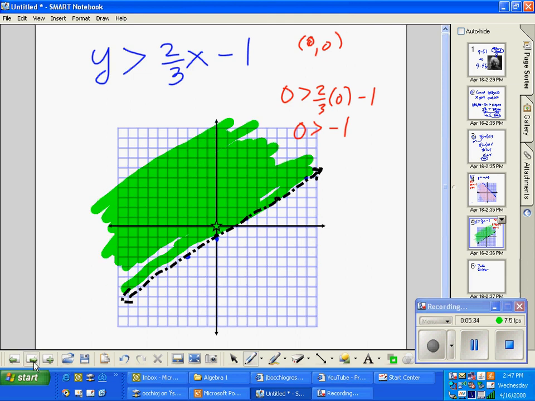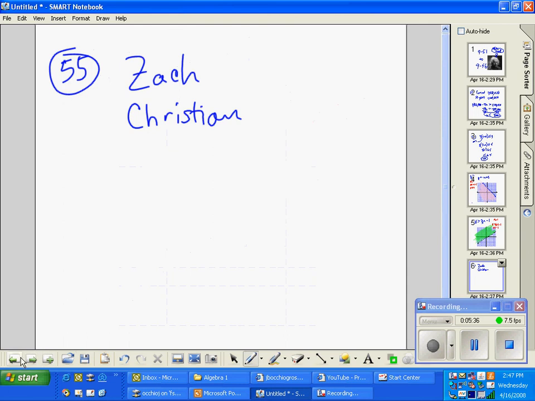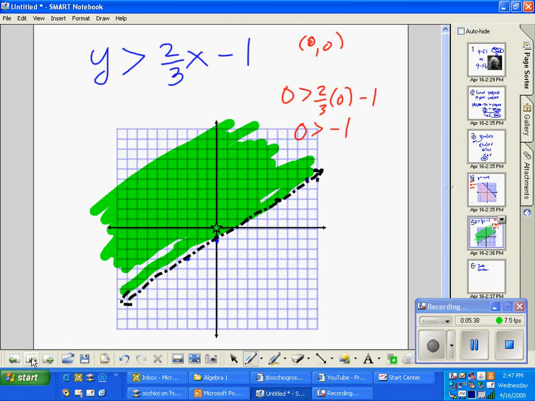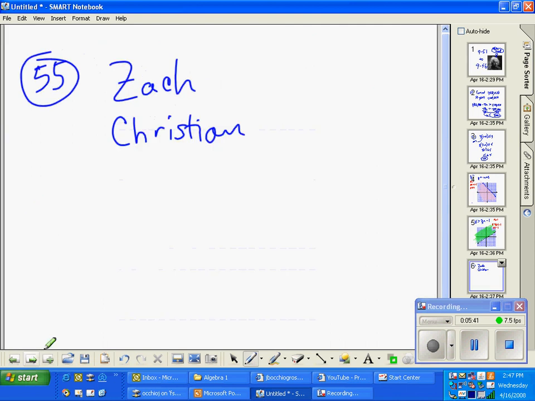Okay, so anything on that top left side is a solution. You can check that out for another second.